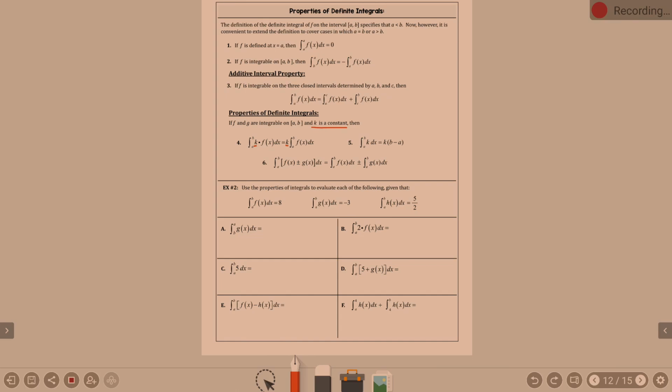And then 6, I feel like we've already done this, but the integral from a to b of f of x plus g of x or f of x minus g of x is just saying you can break it into two separate integrals. And that's kind of what we've been doing on the area, right? If it was the integral from negative 13 to 7 or whatever, we broke it up into the pieces. And if there are different functions, you can break it up into different functions, okay?